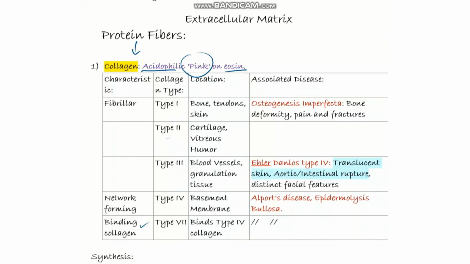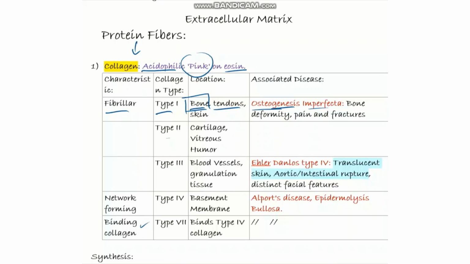Collagen can be divided according to its three different characteristics: either fibrillar, network forming, or binding collagen. There are three types of fibrillar collagens. Type 1, which is mostly present in your bone. So if someone says type 1 collagen, you just refer to bone, but it's also present in tendons and skin. The associated disease is osteogenesis imperfecta. We're going to study how that works in a bit, but this is also called brittle bone disease.